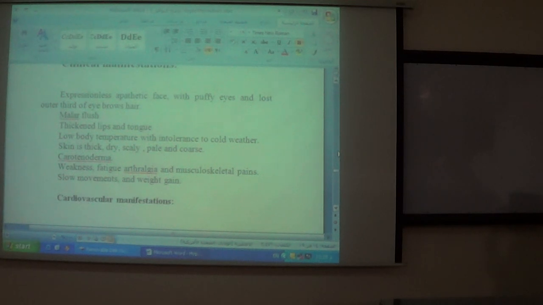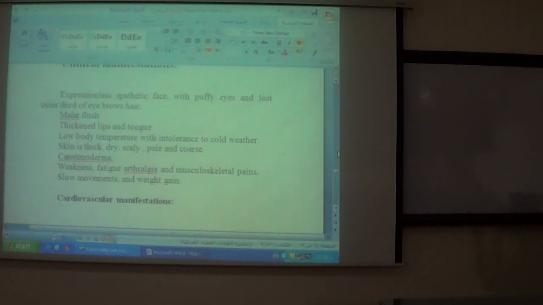Expression shows an apathetic face, a mask face. Patient is not reactive with the community, with others. Apathetic means no reaction. He is not laughing, he is not crying. He has a late reaction to the surrounding community. Puffy eyes and puffy face due to deposition of edematous tissues around the eyes and in the face, bloated face. Loss of the outer third of the eyebrow, and loss of hair generally speaking, including scalp hair.